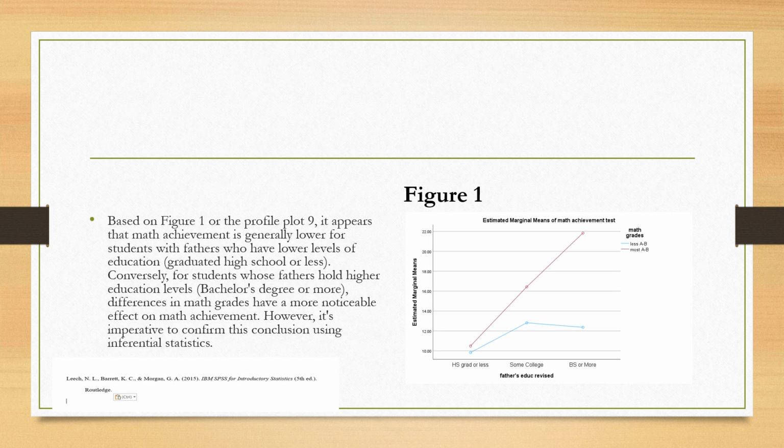On Figure 1 of the profile plot, it appears that math achievement is generally lower for students with fathers who have lower levels of education. Conversely, for students whose fathers hold higher education levels, differences in math grades have a more noticeable effect on math achievement. However, it's imperative to confirm the conclusion using inferential statistics.